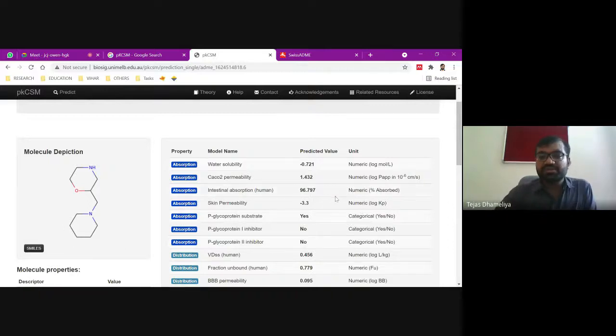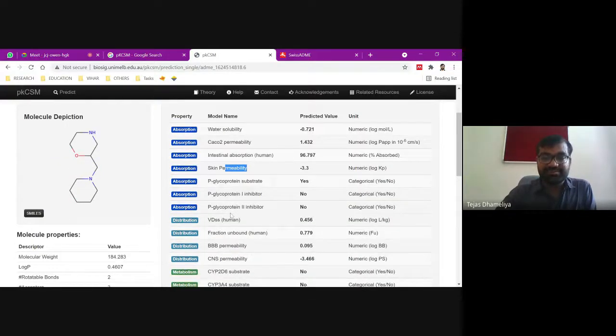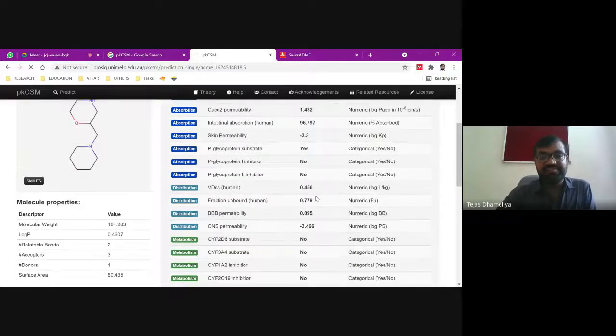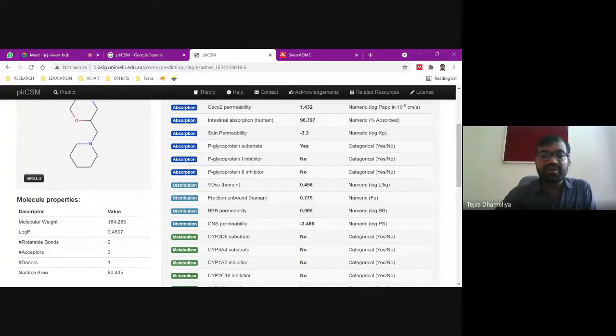Intestinal absorption, so one can calculate whether it is being absorbed through the human body or not. Skin permeability, P glycoprotein substrate, whether it is yes or no, whether it is a P glycoprotein 1 inhibitor or not, so that we can predict. Volume of distribution during steady state plasma concentration, steady state achievement, so we can calculate this one.